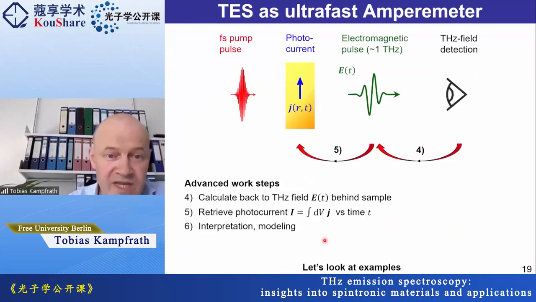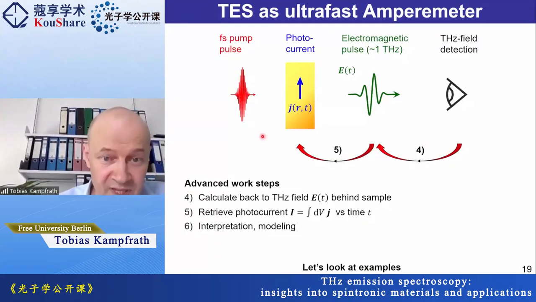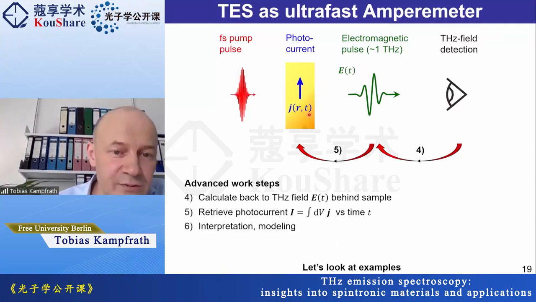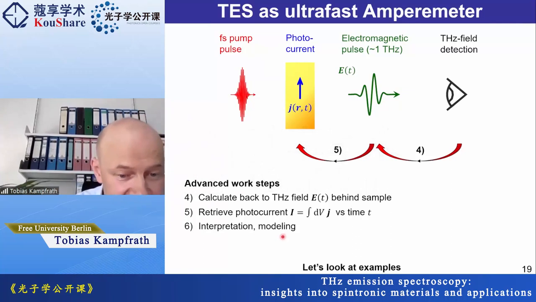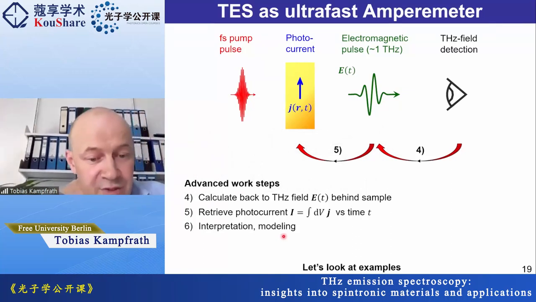Okay, let's now summarize this procedure of the advanced work steps of terahertz emission spectroscopy. So that's what we measure, the terahertz electric field. We can take it, calculate back to the electric field of the terahertz pulse behind the sample. And from this, we can finally calculate back to the total integrated photocurrent that was flowing inside the sample. Well, and the final step, interpretation and modeling, I will now illustrate for various examples.